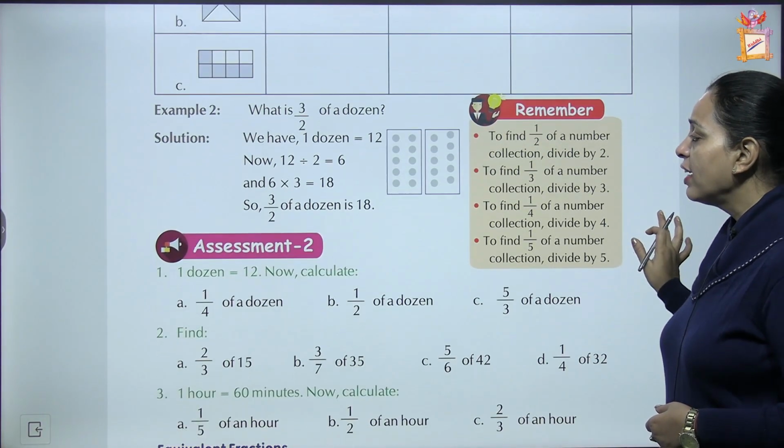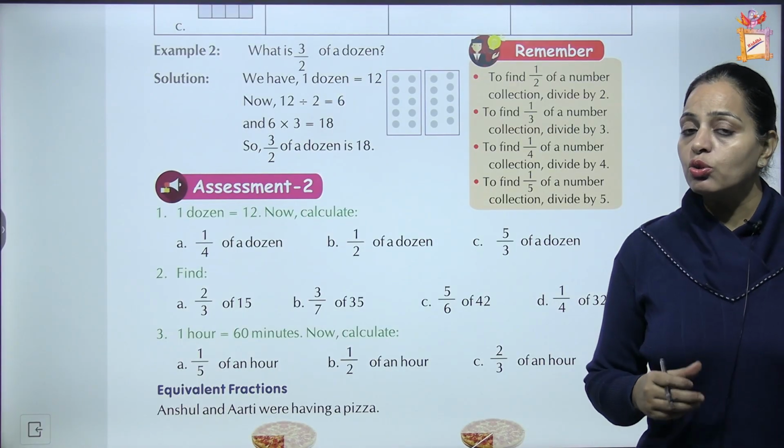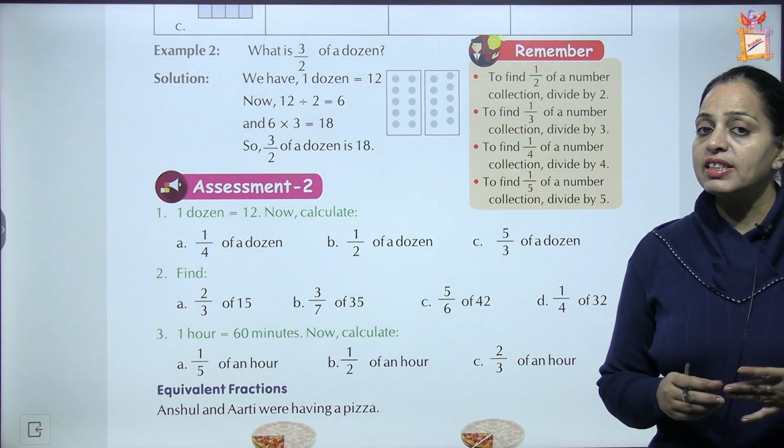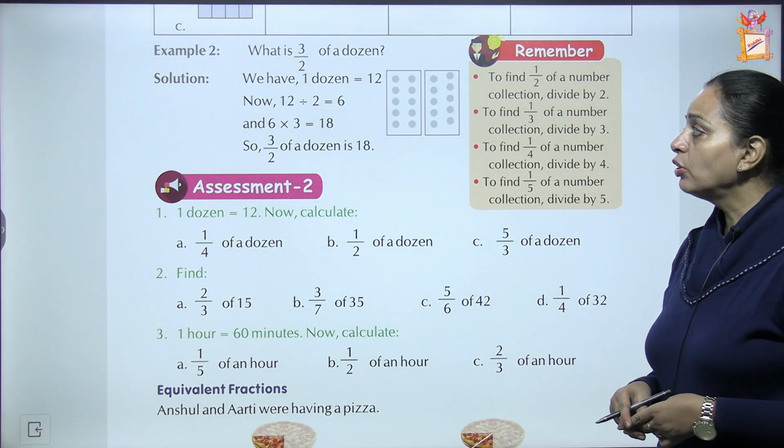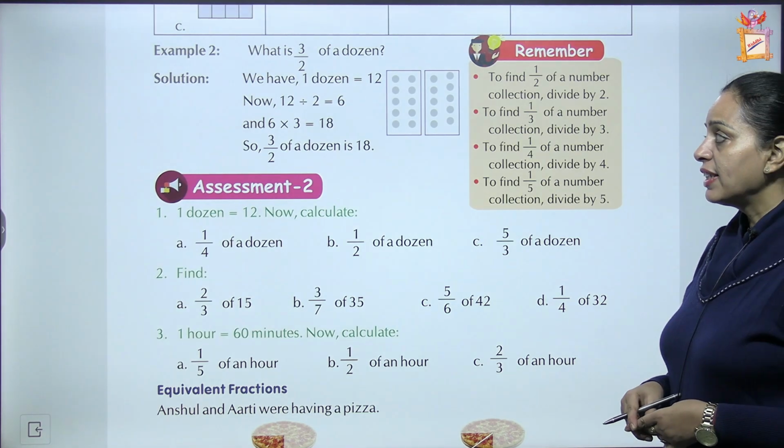Very interesting. Now example 2. What is 3 by 2 of a dozen? 1 dozen means 12 things, 12 objects. So 3 by 2 of a dozen. तो हम कैसे करेंगे?